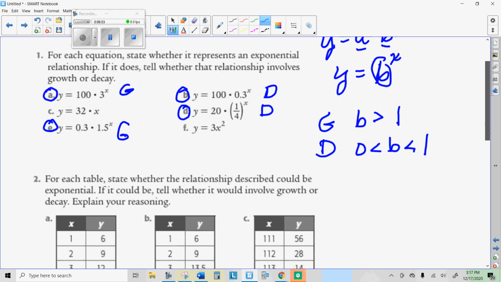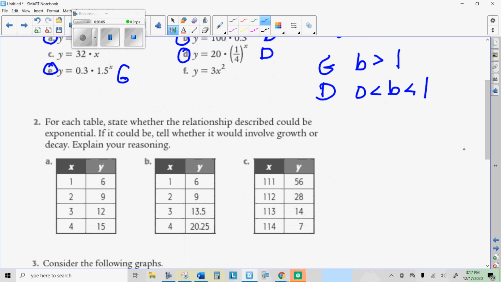All right? Now, you're going to try and decide if these tables are exponential. So in other words, is there a common multiplier? So what you're going to need to do is divide.